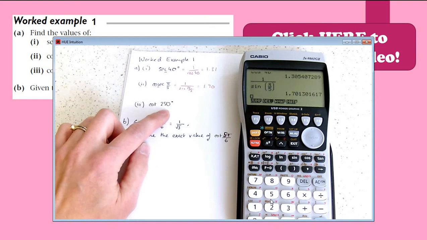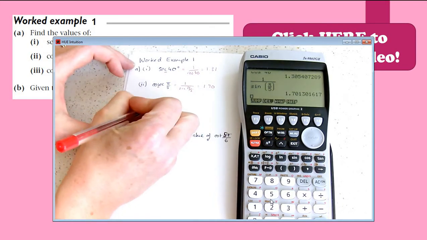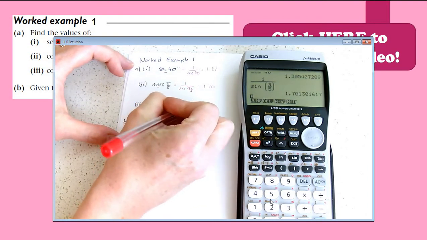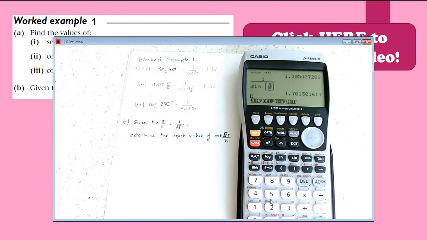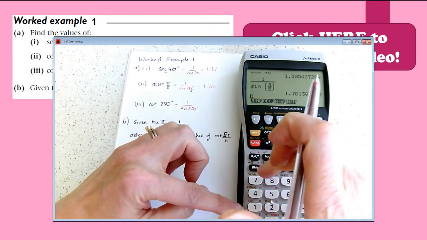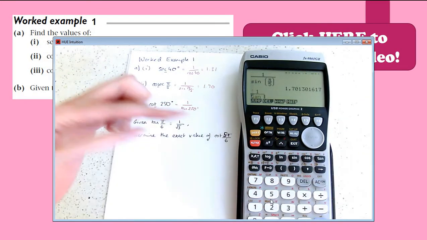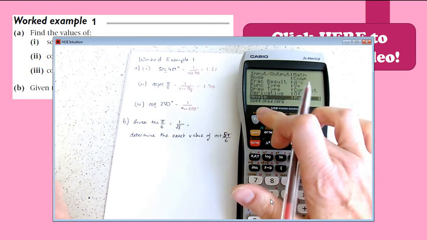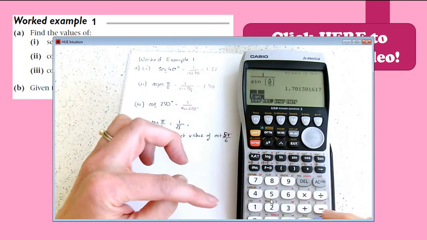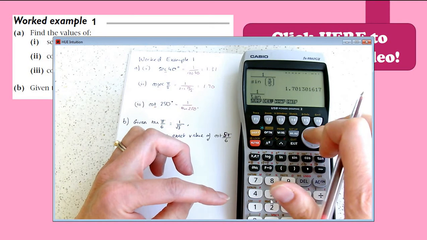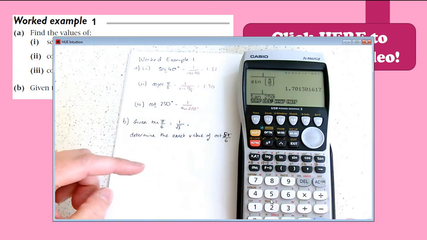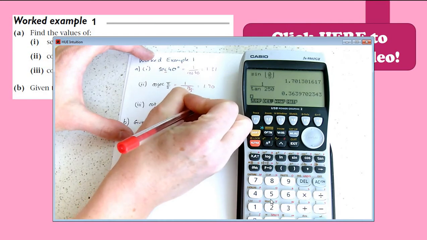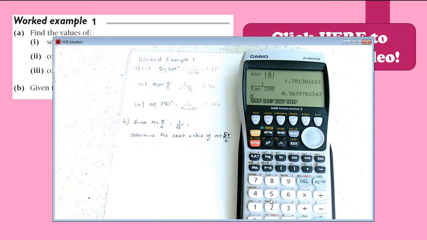Cot of 250. So we know that cot, the third letter is T, so that's the same as 1 over tan of 250 degrees. So here we go, 1 over tan. Now, I think I'm still in radians, so let me change back to degrees. Okay, and so I can now put in 250, and we get 0.364 to 3 significant figures.